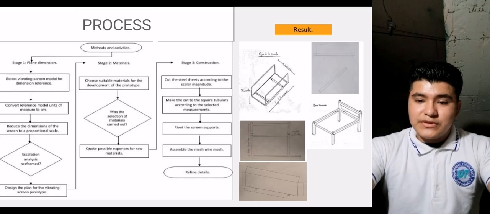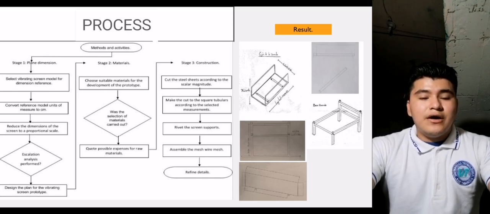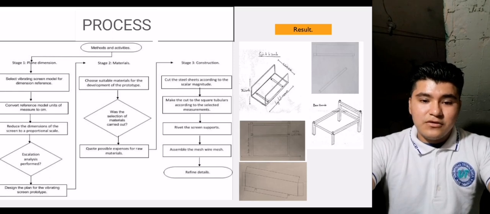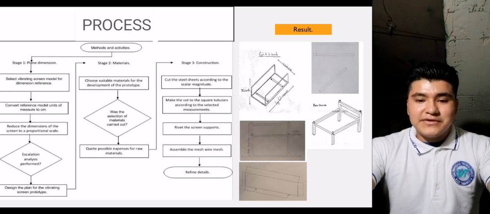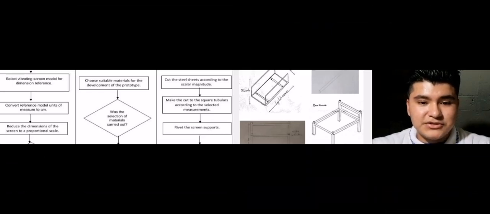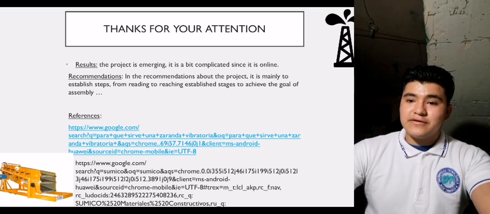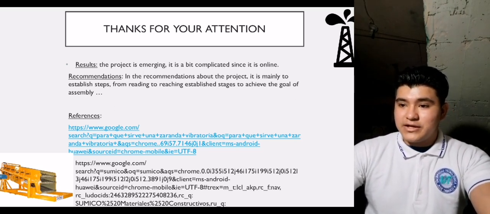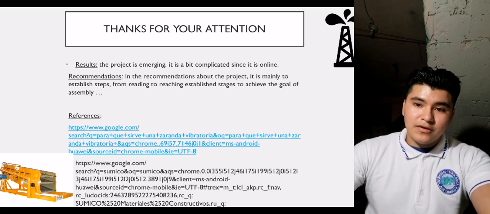The quotation is to compare prices on the market, depending on the material with which it will be manufactured. It is important to mention that the evaluation of the material to be used to build the vibrating screen may affect consecutive expenses in the short term. In the result, the project is emerging, and it has been a bit complicated.